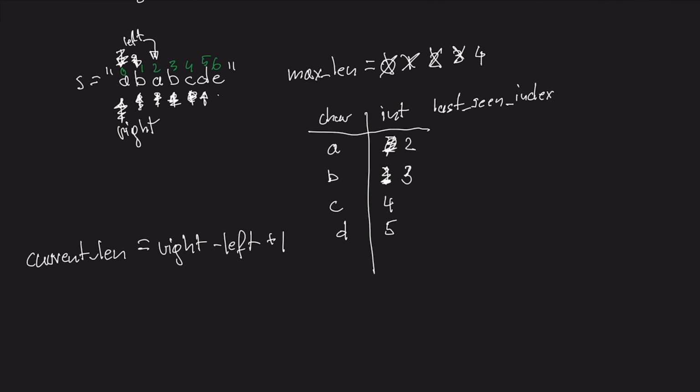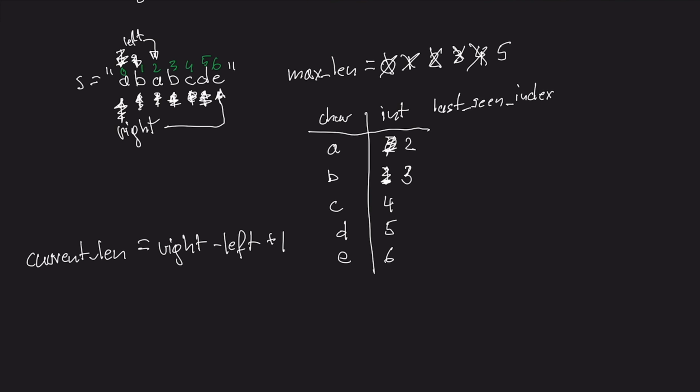And we move finally to the last character in our string. So the right is now pointing at the last character. E is not in the map. We add E with the value 6. That's the index. And then we again compute the current length. 6 minus 2 is 4, plus 1 is 5. 5 is greater than 4, so we have to update max len.